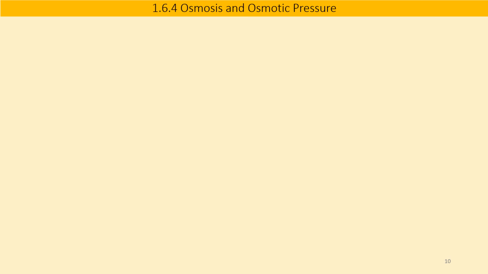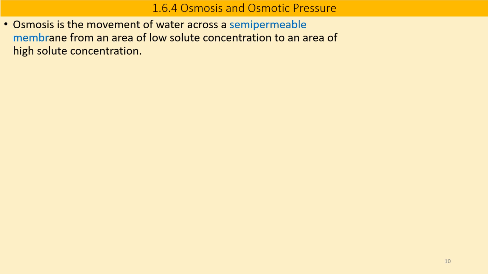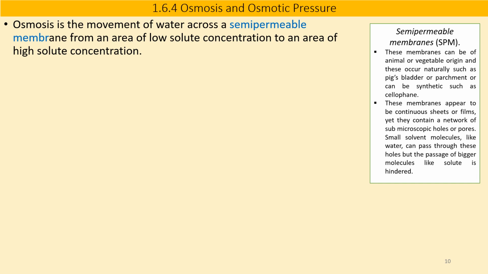Osmosis and osmotic pressure. Osmosis is the movement of water across a semi-permeable membrane from an area of low solute concentration to an area of high solute concentration. First, let us understand the term semi-permeable membrane. These membranes can be of animal or vegetable origin, occurring naturally, such as pig's bladder or parchment, or can be synthetic, such as cellophane.